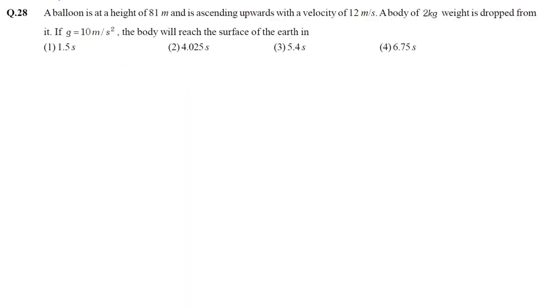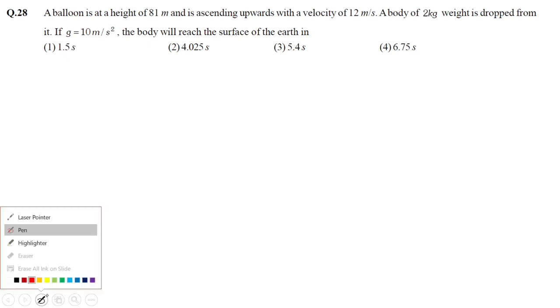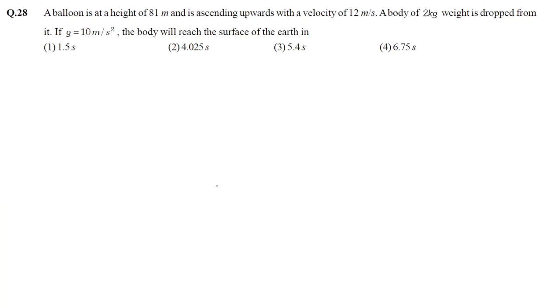Okay, let us see the next question. Question number 28. A balloon is at a height of 81 meter and is ascending upwards with a velocity of 12 meter per second. A body of 2 kg weight is dropped from it. If g is equal to 10 meter per second square, then the body will reach the surface of the earth in.